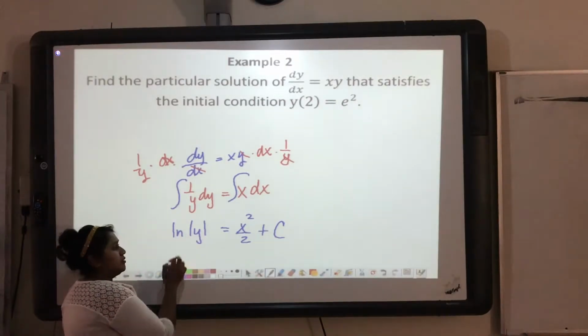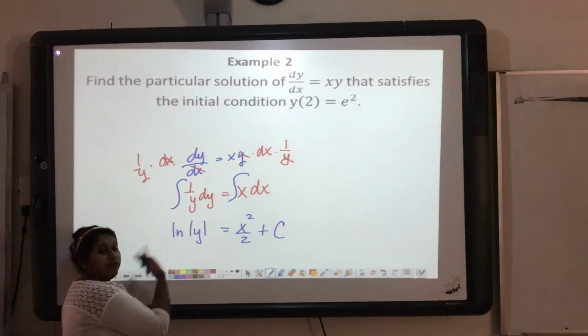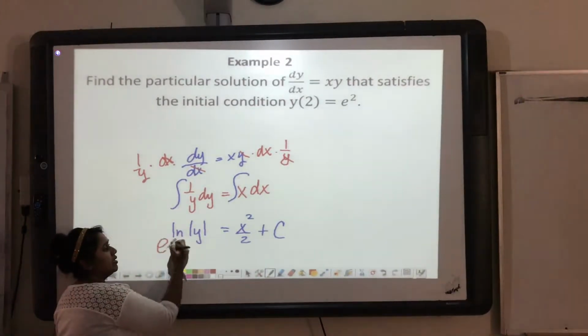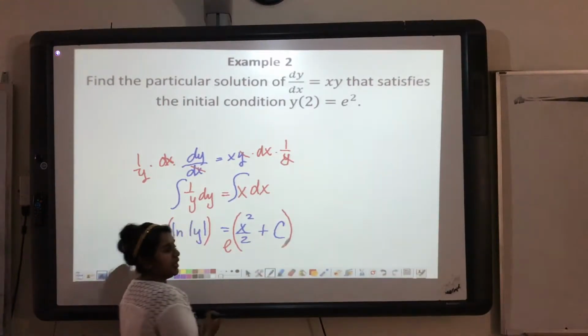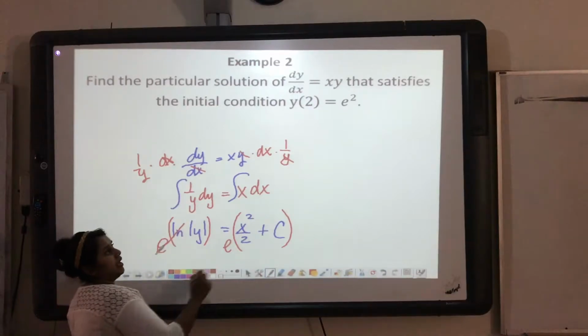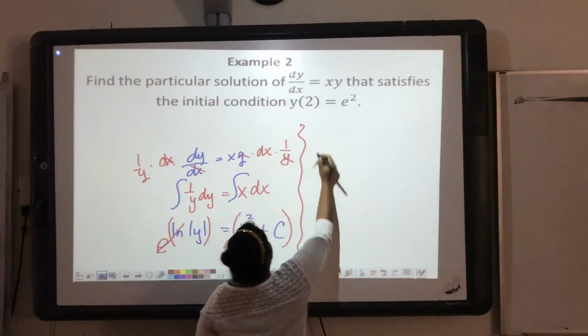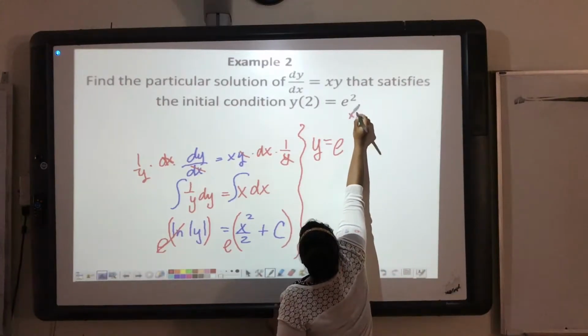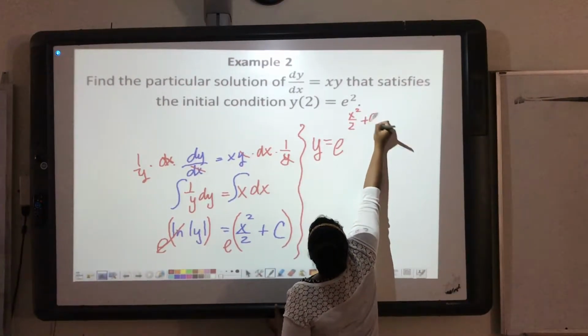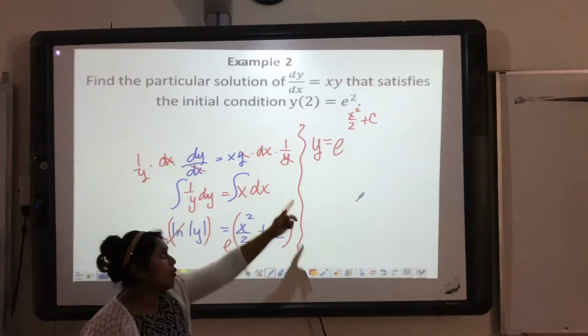So what I'm going to do, the opposite of my ln, the inverse of my ln, is e, so I'm going to take the natural base e, okay? My e and ln are going to cancel out, and I'm going to get that y is equal to e to the x squared over 2 plus c. Okay, so now I've got y by itself.